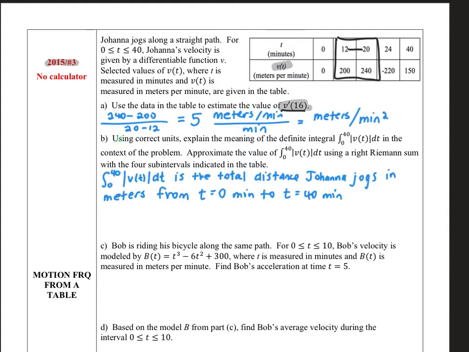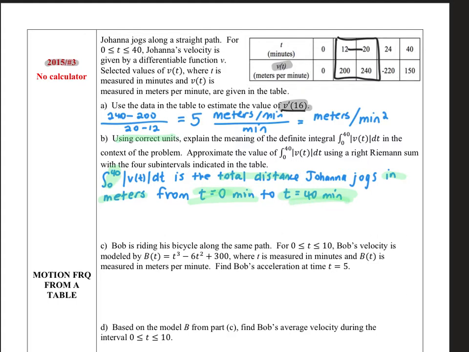This is also asking me to use correct units. So here's my total explanation. It's the total distance Joanna jogs in meters, so that is the units part, from t equals 0 minutes to t equals 40 minutes. Whenever you explain an integral, you have to include 3 things. Number 1, what it is, that's the total distance. Number 2, the units, that's the meters part. And then number 3, you have to say what the limits mean in the context of the problem, and that is just her time interval.